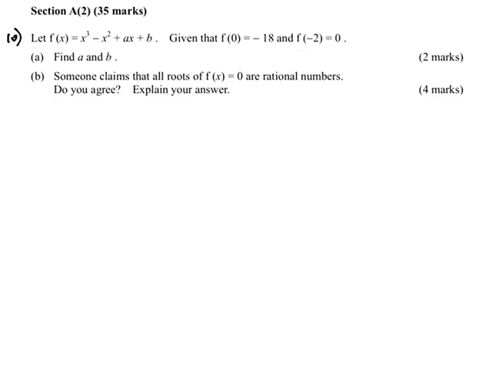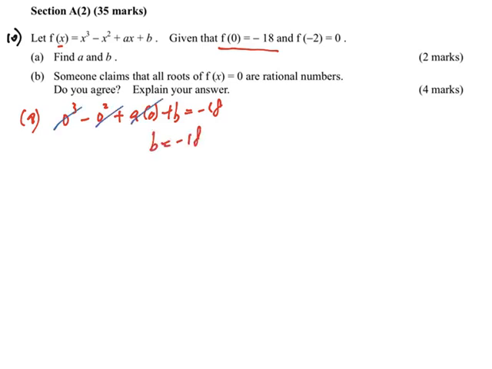Paper 1, Section A2. Question 10. This question is about the polynomial. First, when x is equal to 0, the remainder is negative 18. So we substitute x equals 0 into the polynomial. So we get 0 to the power 3 minus 0 to the power 2, plus a times 0, plus b, equal to negative 18. You can see all becomes 0. So b is equal to negative 18.